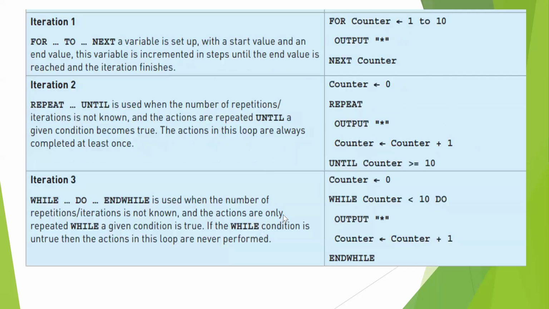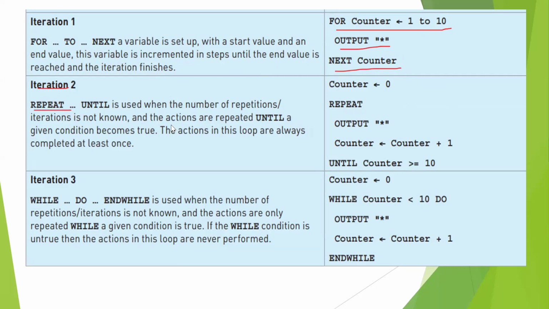Iteration, regarding loops. This is the syntax of FOR TO NEXT. We have done it already. A variable is set up with the start value and end value. This variable is incremented in steps until the end value is reached and the iteration finishes. Okay, here is the example. For counter equal 1 to 10, output static. Next counter.